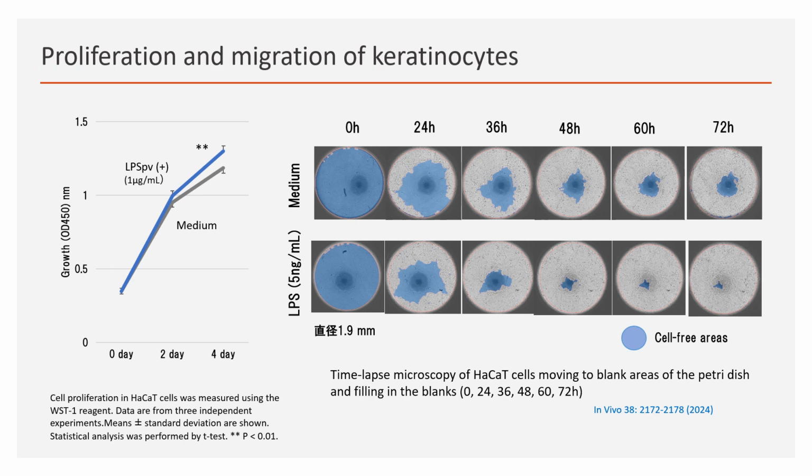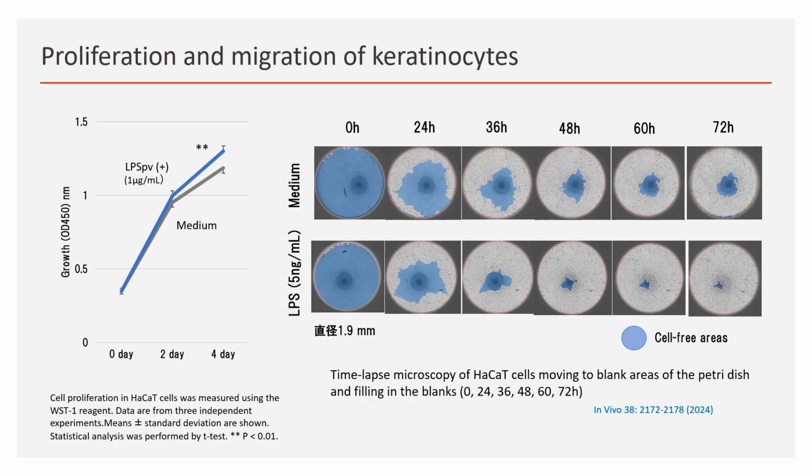First, please look at the graph on the left. This graph is the keratinocyte proliferation curve, with the horizontal axis representing the number of days of culture and the vertical axis representing the cell count. You can see that the proliferation rate is faster in the LPS-added medium, shown in the blue line, than in the normal medium, shown in the gray line. That is, the addition of LPS to keratinocytes promotes proliferation.